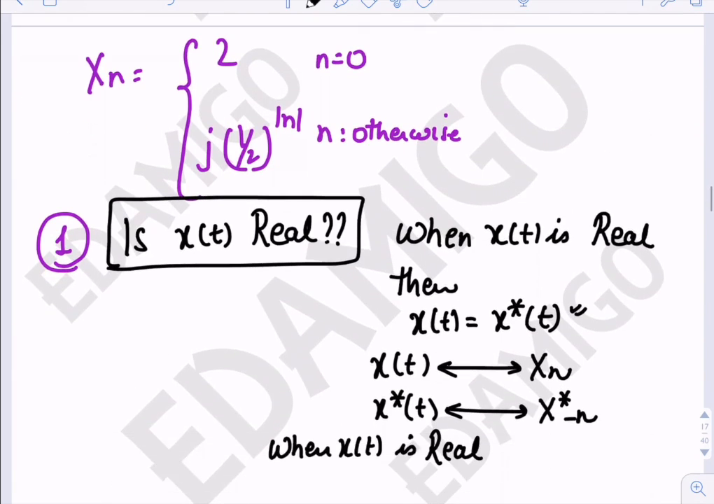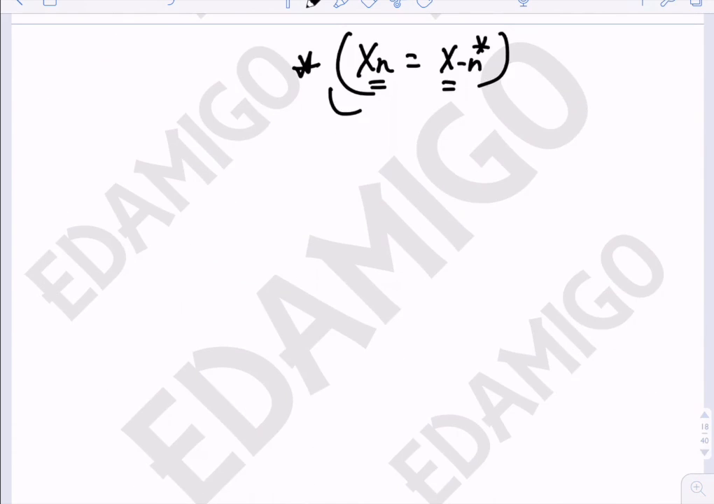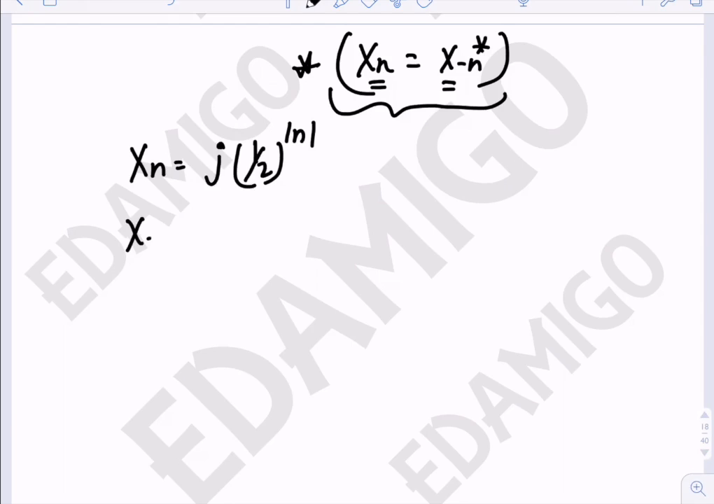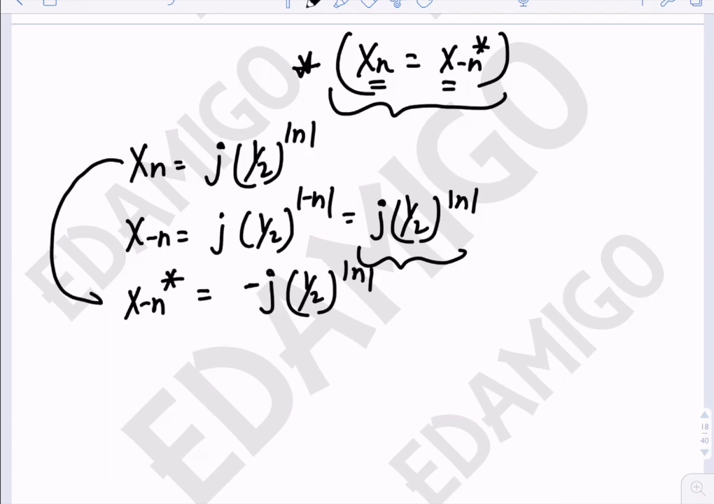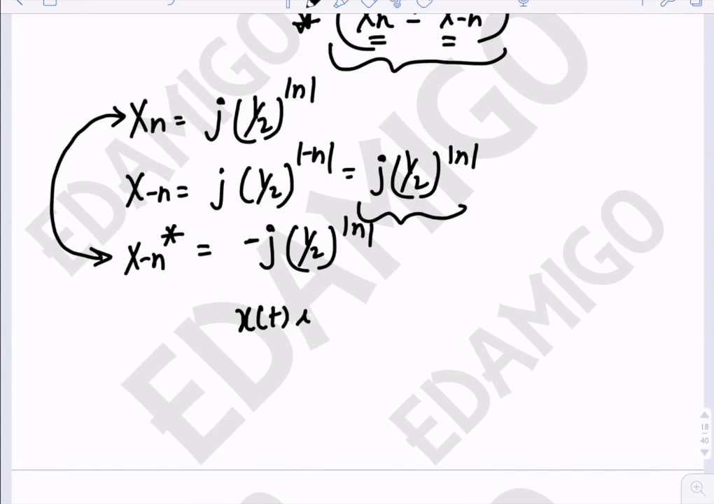Now let us see, is this condition valid here? We know that x_n is equal to j times (1/2)^|n|. So x of minus n will be j (1/2)^|-n|, that is equal to j times (1/2)^|n|. Now x of minus n conjugate will be equal to minus j (1/2)^|n|. So we can say that x_n is not equal to x of minus n conjugate. Thus this signal is not real. So x(t) is not real.